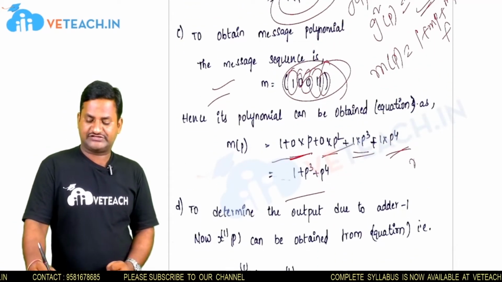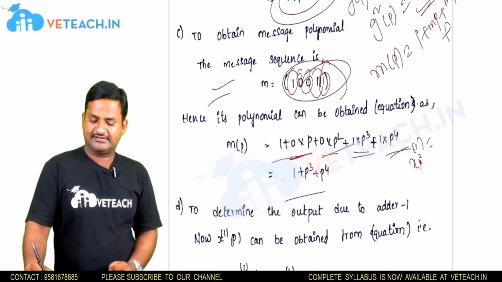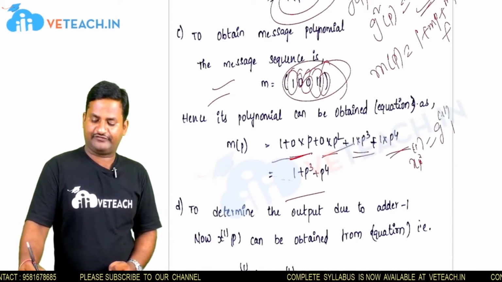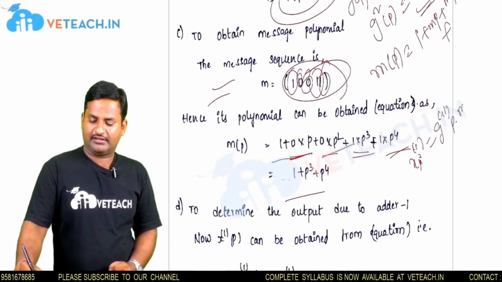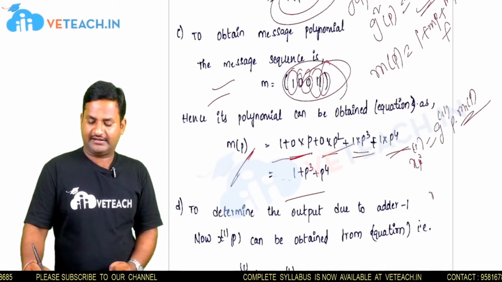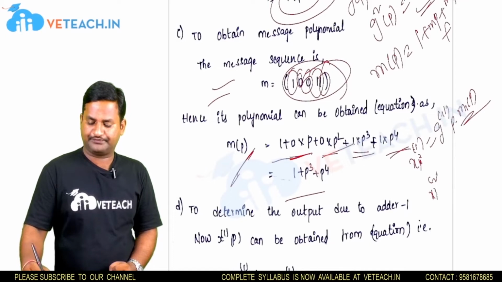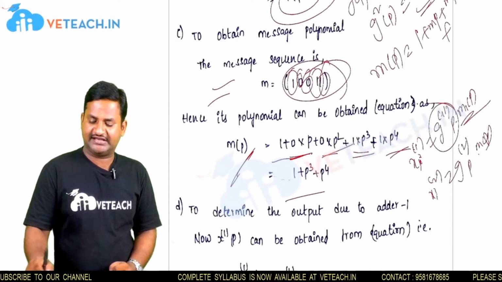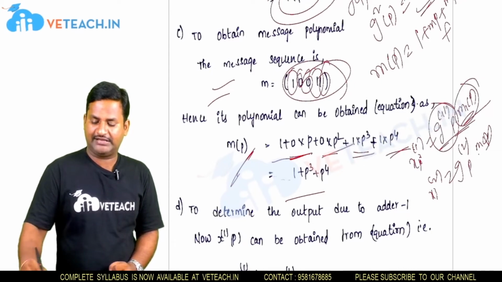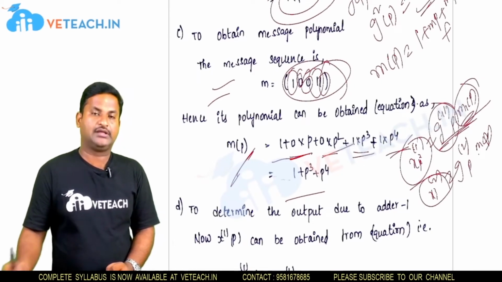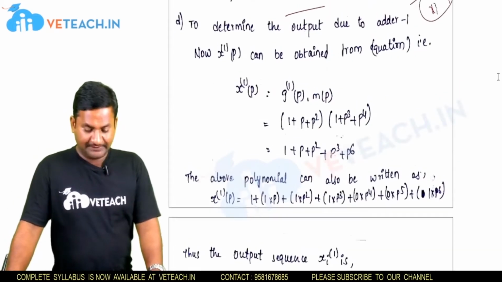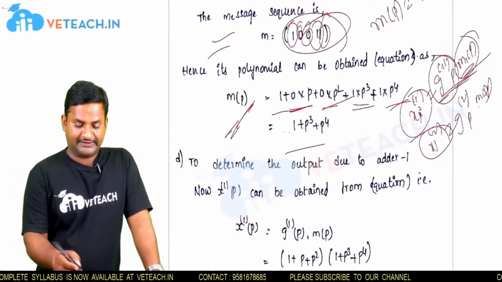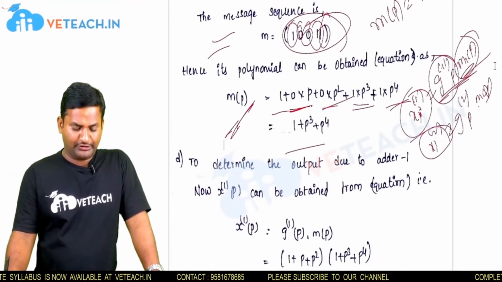So for x power 1, simply g power 1 of p into m of p. For x power 2, g power 2 of p into m of p. First we generate this one, and after this one, by multiplying those two we can get x power 1 and x power 2. Simple. At the same time, m of p is the message in terms of the polynomial.